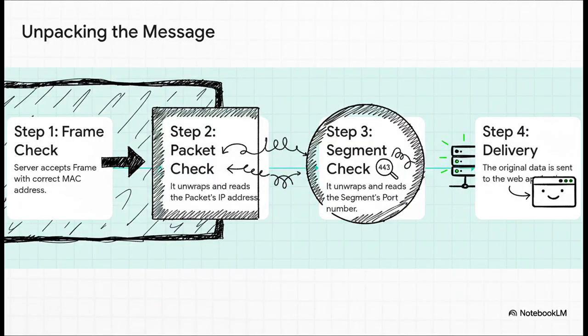The server basically runs through a quick security check as it unpacks. First, it looks at the outer frame. Is this MAC address for me? Yep, it unwraps that. Then it checks the packet's IP address. Is this for me too? Yep, unwraps that. Then it reads the segment's port number, 443, and knows, this message is for my web server software. And finally, it hands your original data to that application.